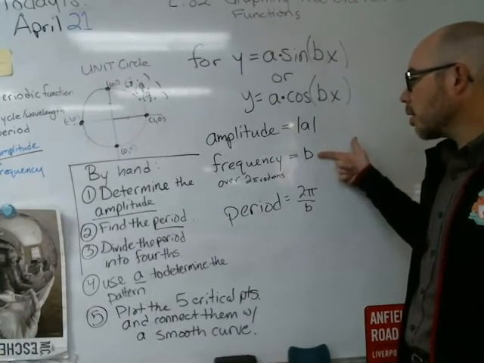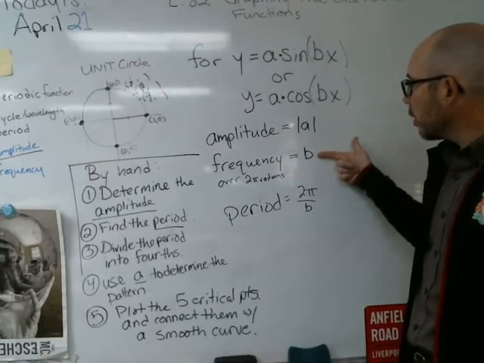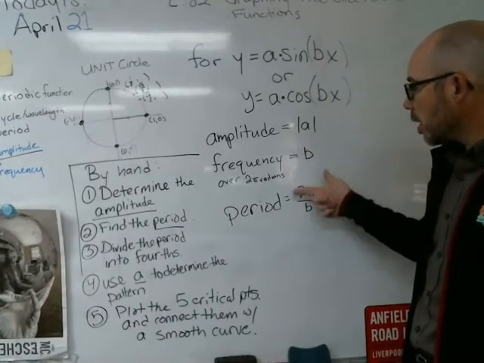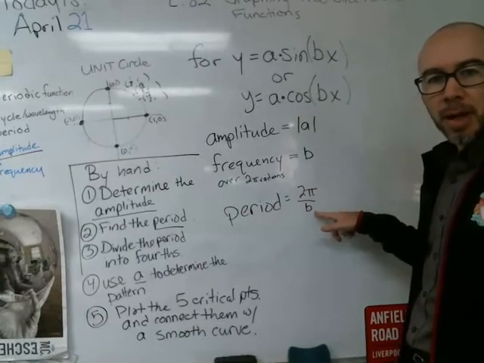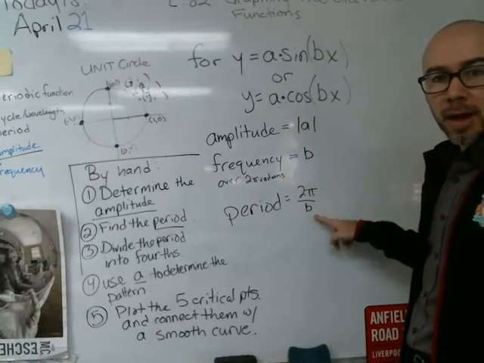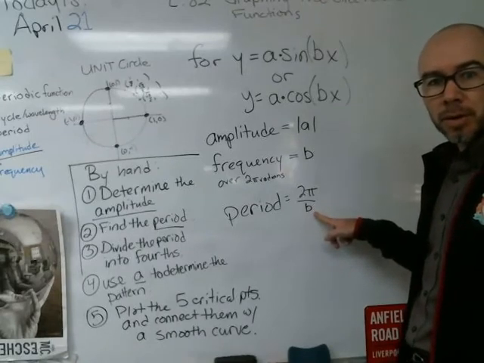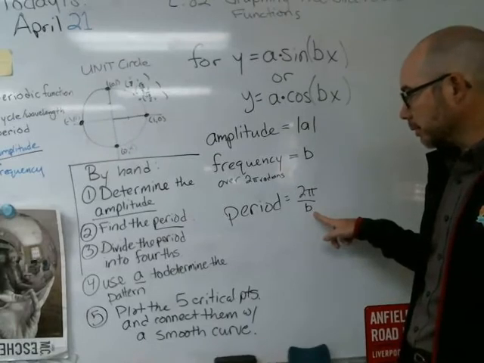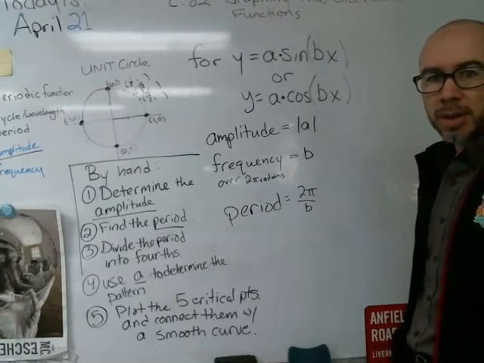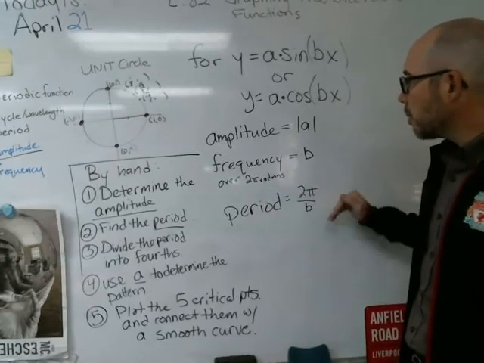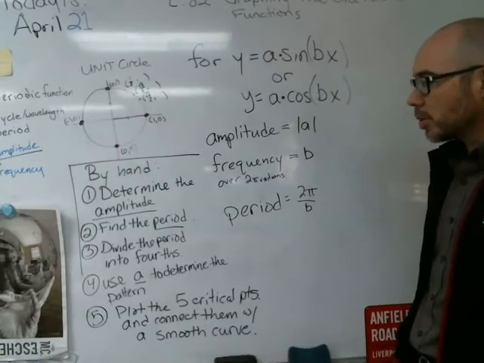You want to know the frequency over one cycle or over 2 pi radians. You're going to use the value b. And then to calculate the period, you're going to go 2 pi, which is our regular period, divided by b, how many times that graph occurs over 2 pi radians of angles. You could also put in here 360 degrees. How many times does it happen over 360 degrees? Amplitude, frequency, period. We use the frequency to calculate the period. Amplitude and period are the most important parts.